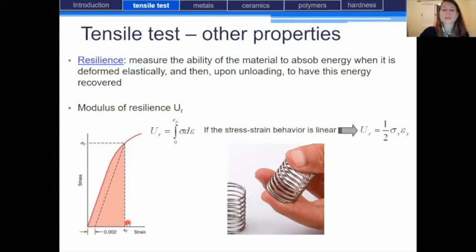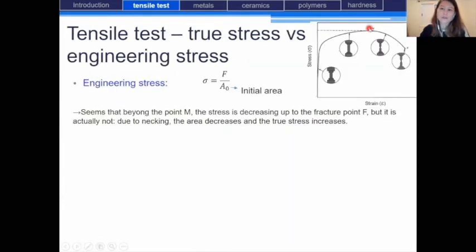And so in order to measure this resilience, we use the modulus of resilience, but it is basically the area under the curve. And so a resilient material will be one that has a high yield strength. And for two materials that have the same yield strength, the one with the lower elastic modulus will be the most resilient.